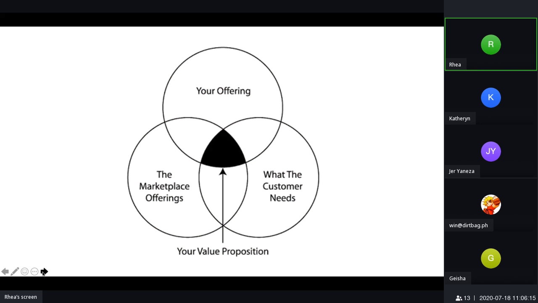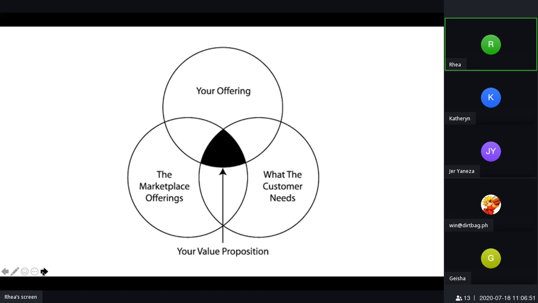Okay, so your value proposition is actually the union of three things: what our customer would need, what the marketplace is currently offering, and what you are offering. So it is very important that you also study your competitors and not only your business. You need to be able to identify two things in the competitor: your direct competitors and indirect competitors. So what would be the difference of the two?